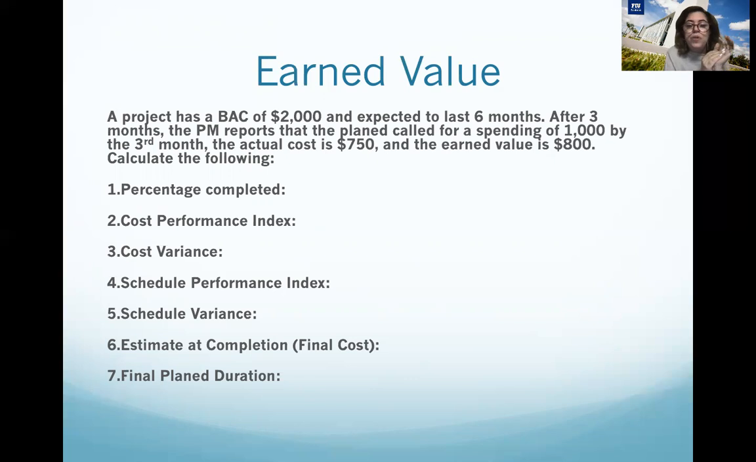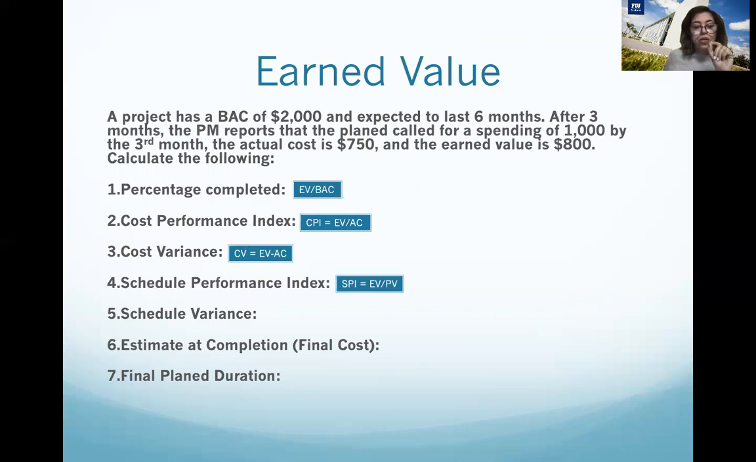So what is the percentage completed? If you have the earned value, remember the formula that I gave you at the beginning of this presentation, you can calculate the percentage. What is the formula for the cost performance index? It's CPI equals EV divided by AC, and so on. Just replacing the values there. I don't need to read the formulas. It's not a productive way to explain this example.